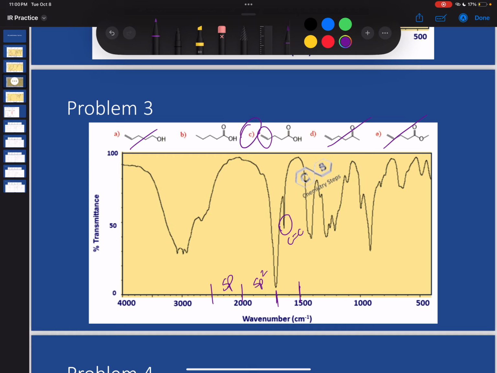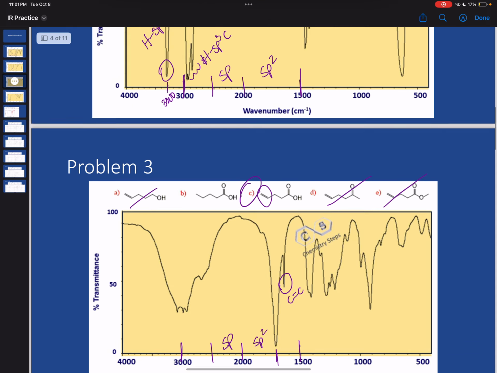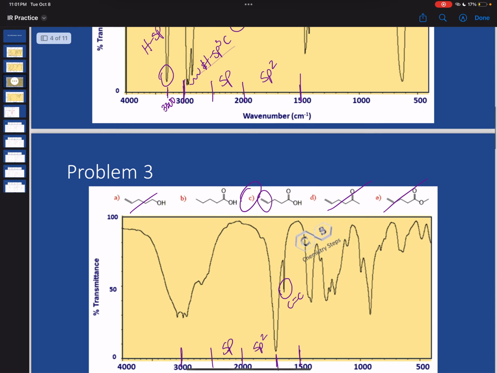Now, sometimes I do tell you guys to look around 3000. If you see a peak slightly above 3000, that is going to be your sp2 carbon hydrogen stretches. So go back to video number 2 where I show you guys that. I believe, let me just look. Yeah, it did not have that, but I did discuss it in video 2.